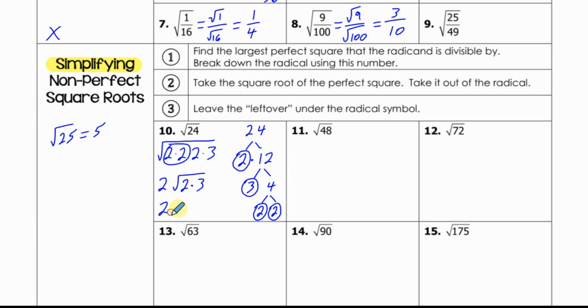And at the end, you want to go ahead and clean things up. So multiply your 2 and 3 together, and you get 2 times the square root of 6.